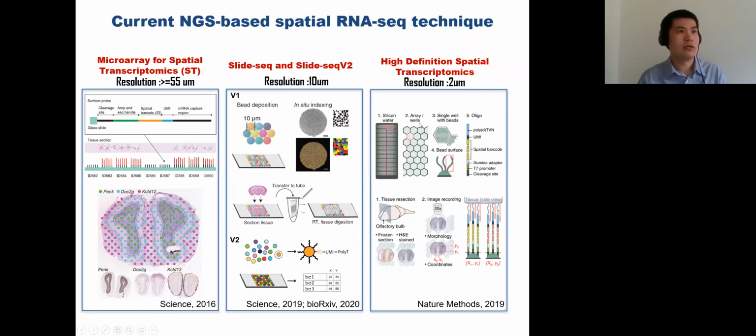And a third one we have here is really high resolution. It's 2 micron in size, which could be considered sub-cell resolution. The whole idea is also similar, but they are using a much smaller bead size. Here it's 2 micron. But because they use a much smaller size, they sacrifice the quality of the sequencing, because the beads are so small that you don't have enough probes on them.